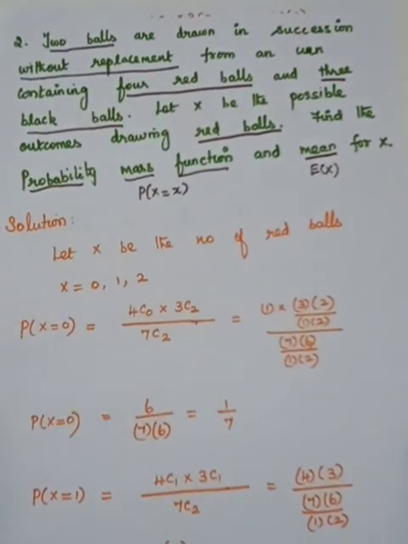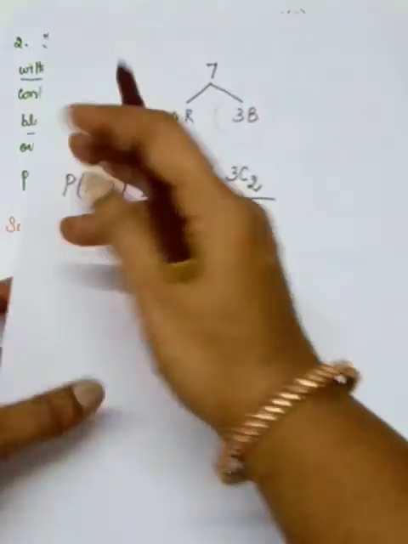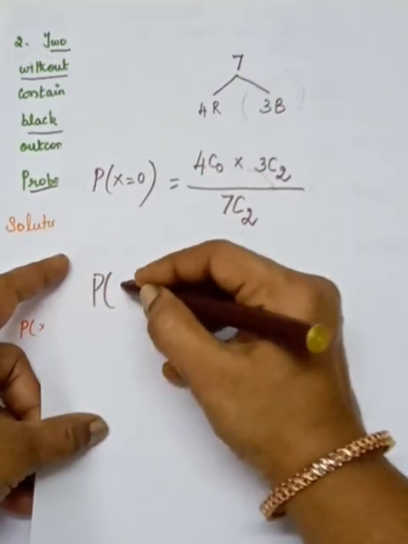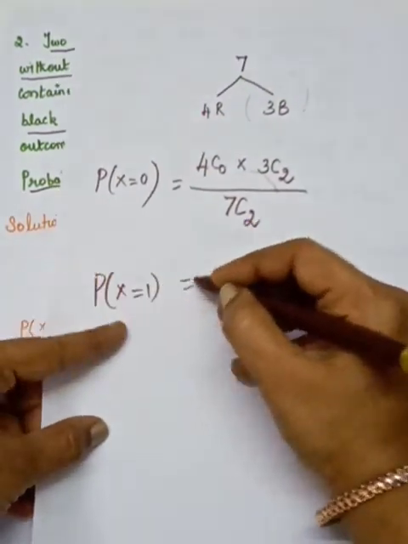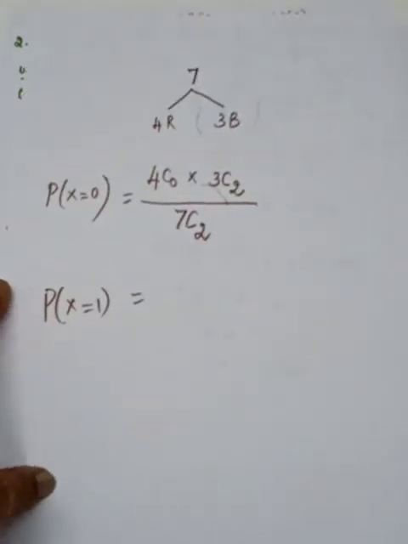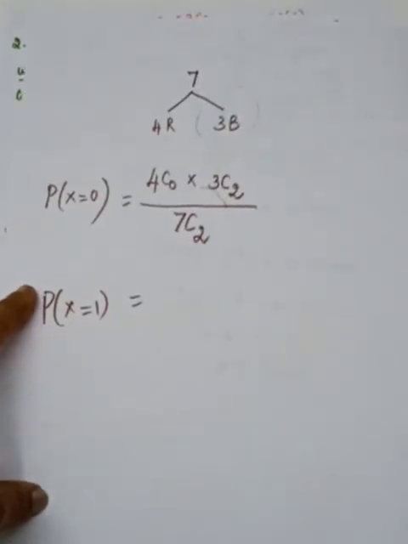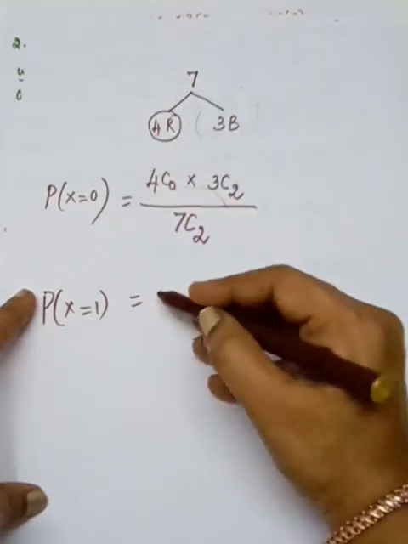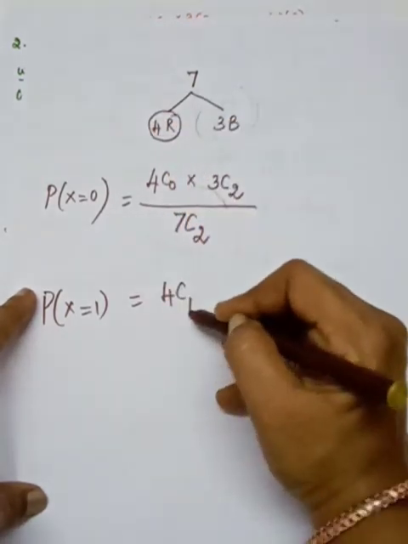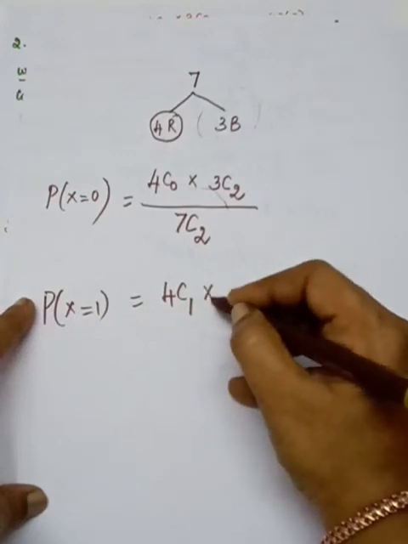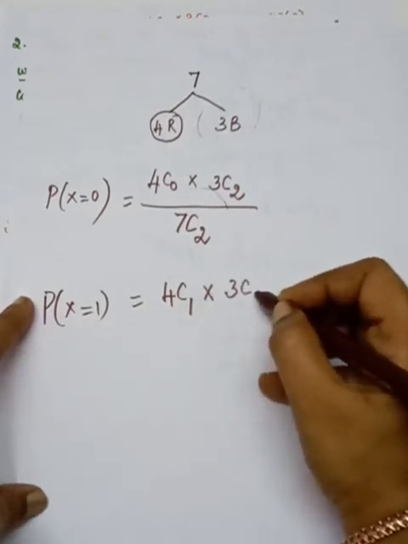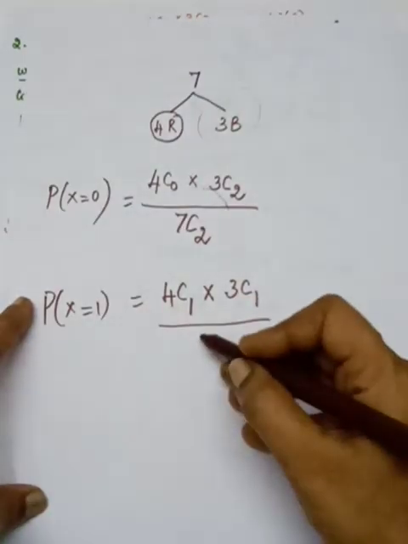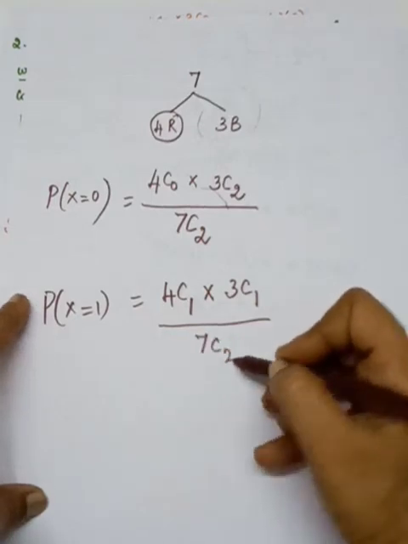Coming to P of x equal to 1. x equal to 1 means the number of red balls is 1. We have to take totally 2 balls. One red ball means the other one should be a black ball. So from 4 red balls we select 1 red ball, and from 3 black balls we select 1 black ball, divided by the sample space 7C2.